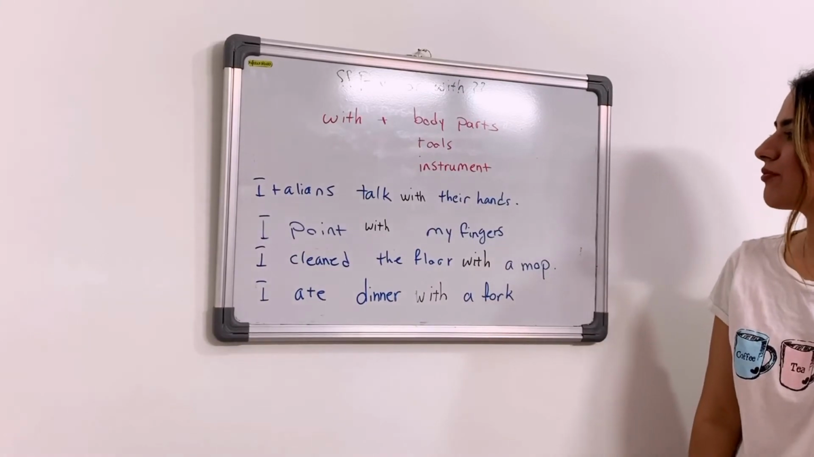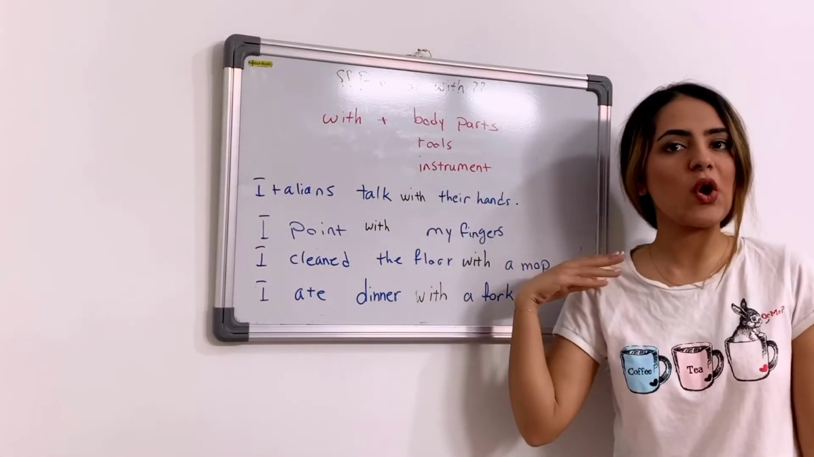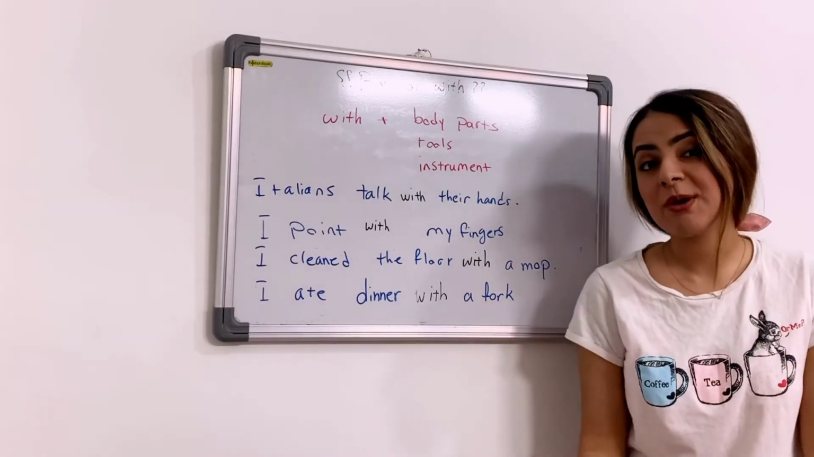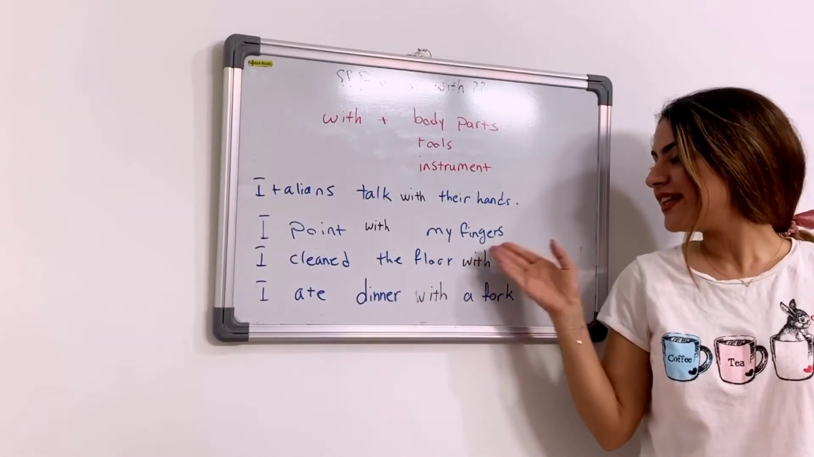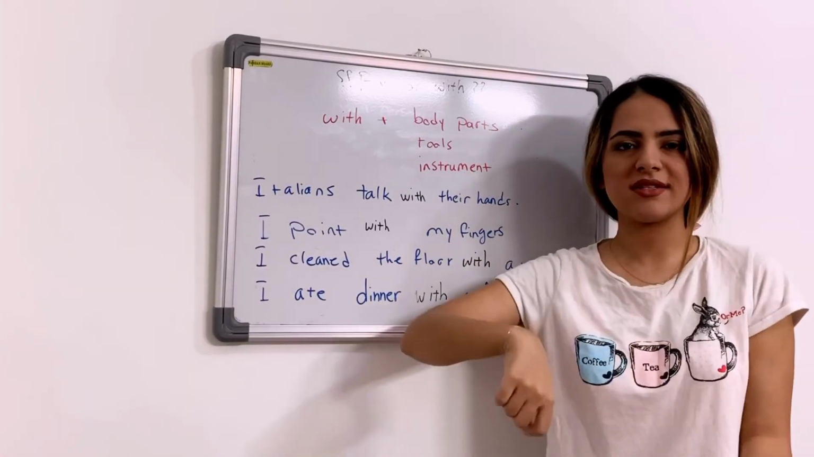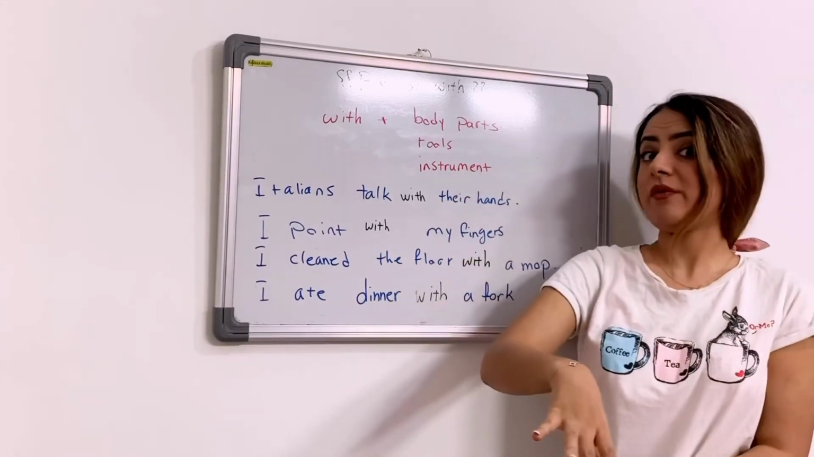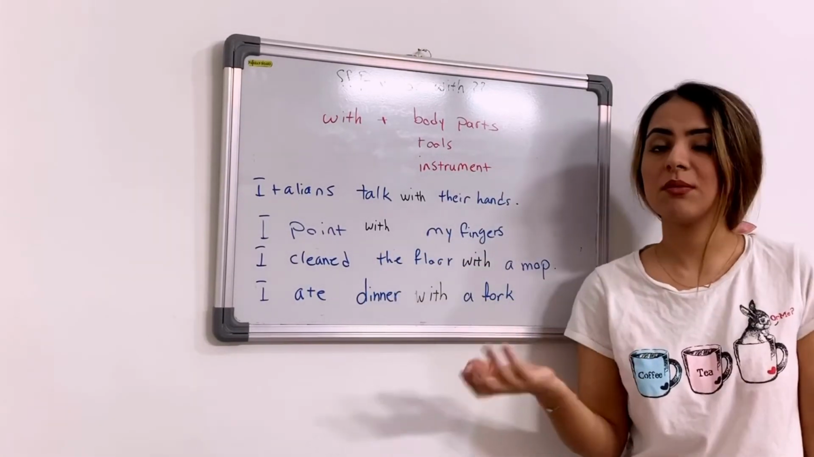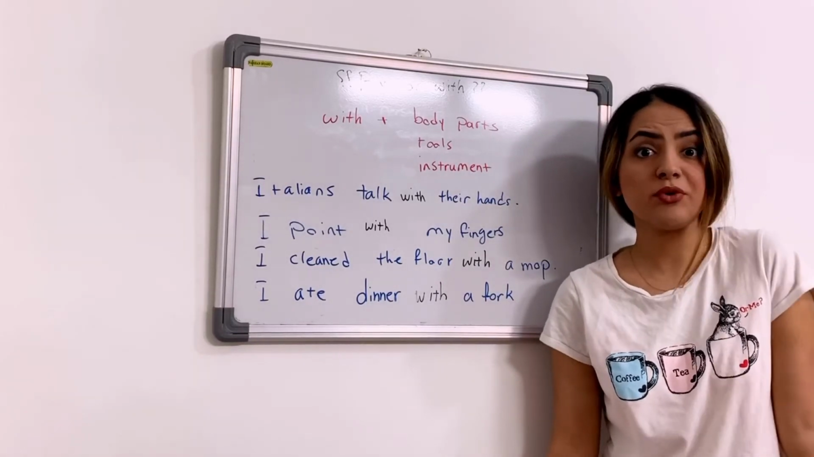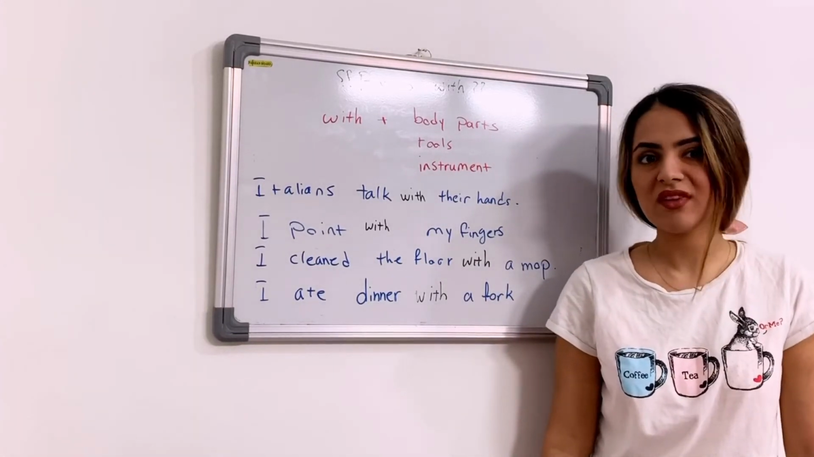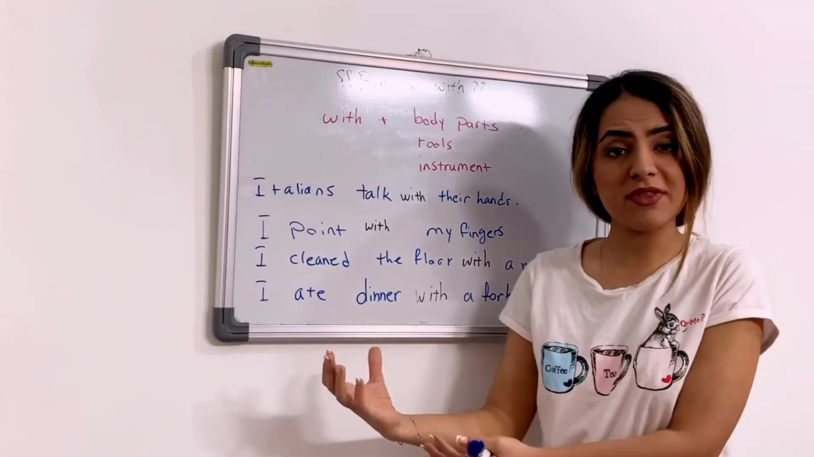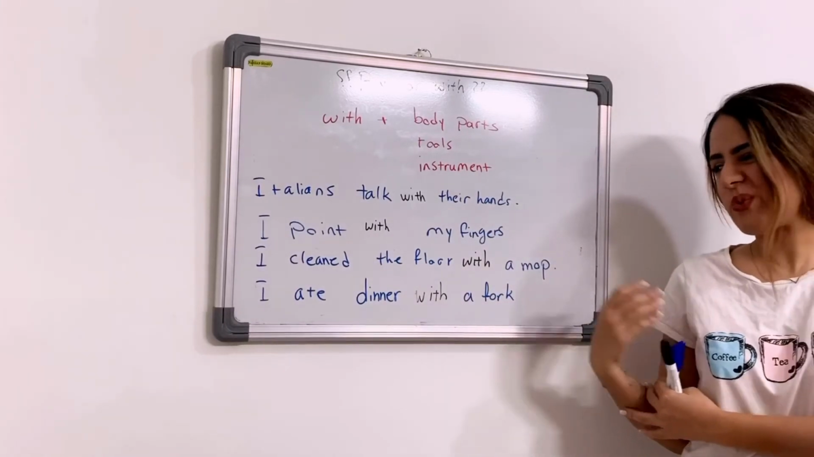Now, when we have tools or instruments, again, we use with. What do I mean by that? I clean the floor with a mop. A mop is something, a device, a tool that you clean the floor with. So I clean the floor with a mop. I clean the floor with a broomstick. So different kinds of instruments that you use to do something with, you use with.